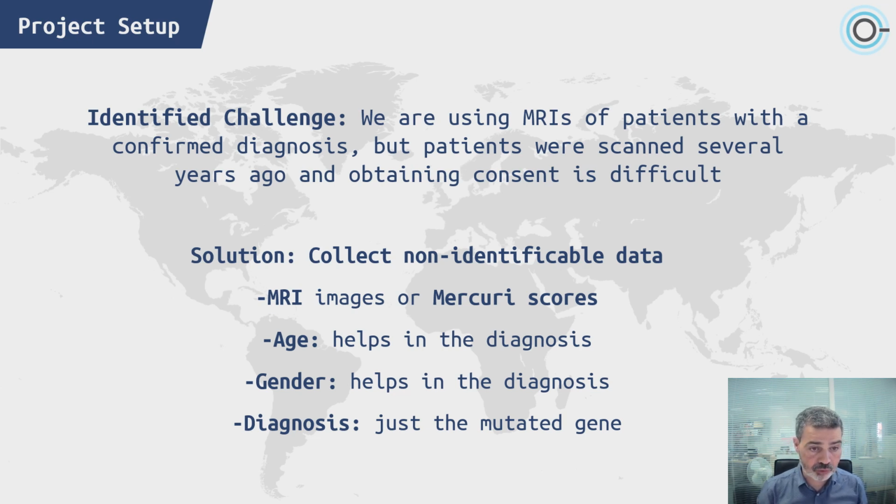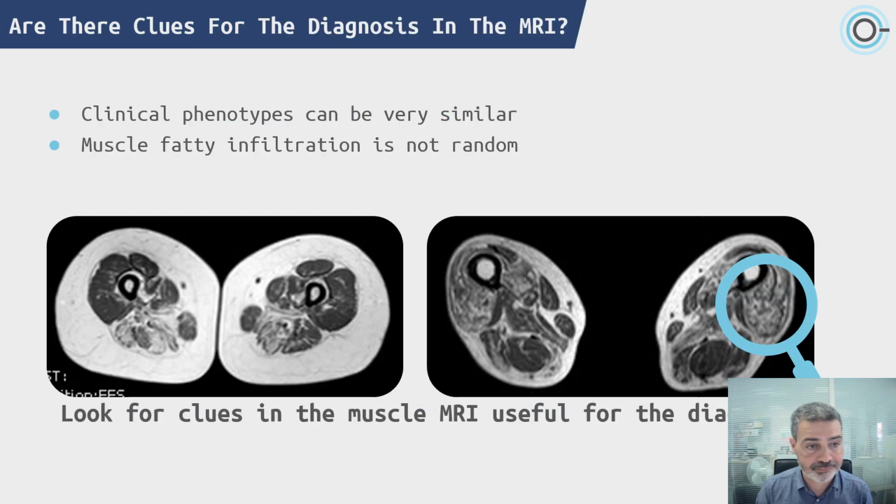So the idea was to collect for this project non-identifiable data of the patients. These are just the imagings of the MRIs. You will see some examples now. Some personal data, like for example age, that can help in the diagnosis, gender, that can also help in the diagnosis, and also the diagnosis, just the name of the gene that is mutated in all patients, in order to develop this software.